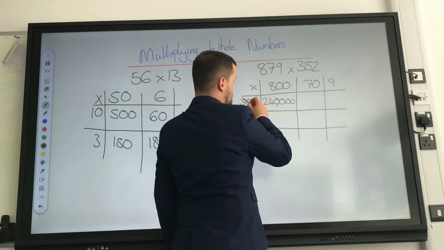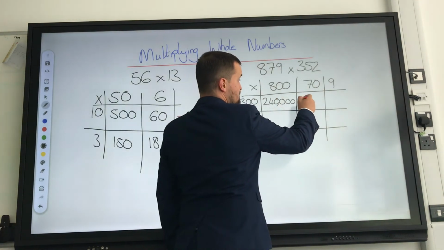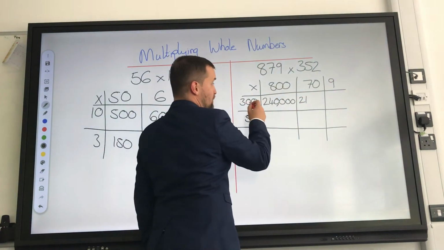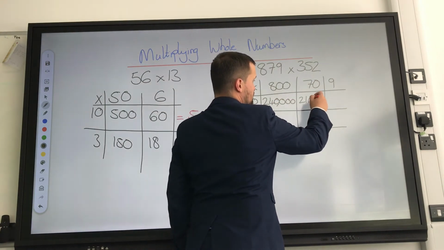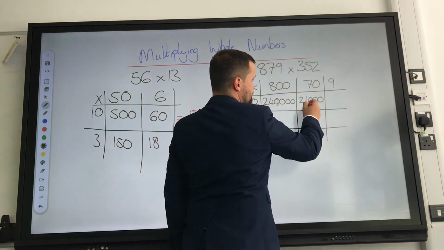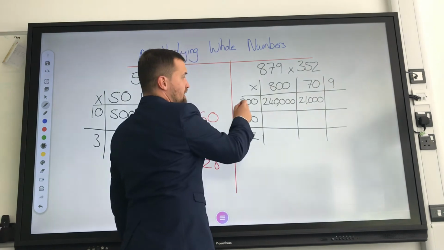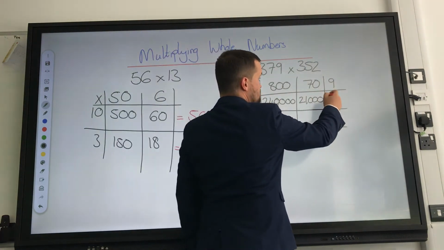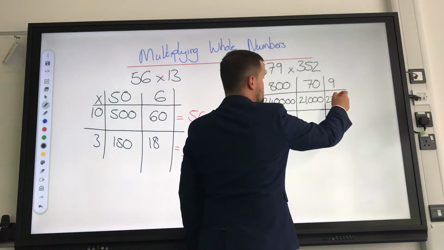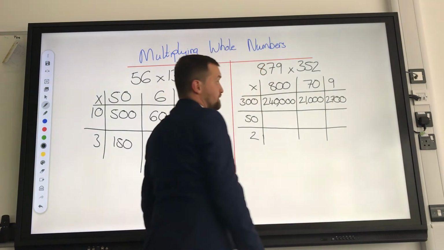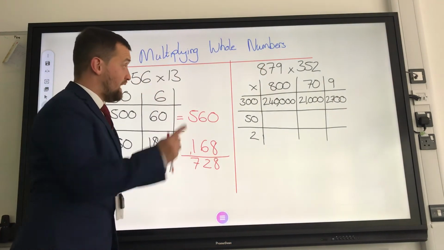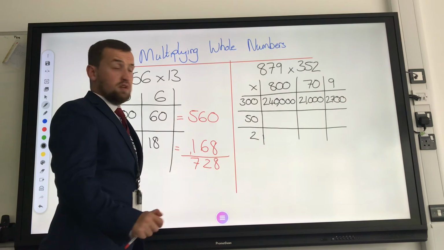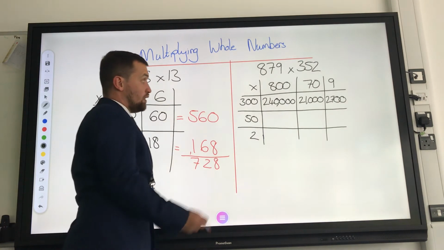300 times 70, we've got 3 times 7, which is 21. And then we've got 3 zeros, so 1, 2, 3. And then 300 times 9, we'll do 3 times 9, which is 27, and add 2 zeros on the end. That's the first row done. If you want to have a go at the second one on your own, pause the video. If you're not sure, I'll go through it now.